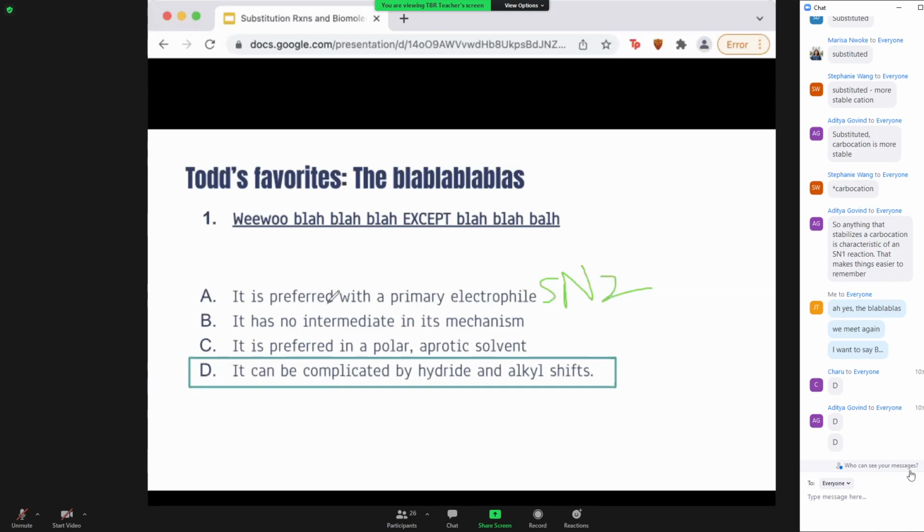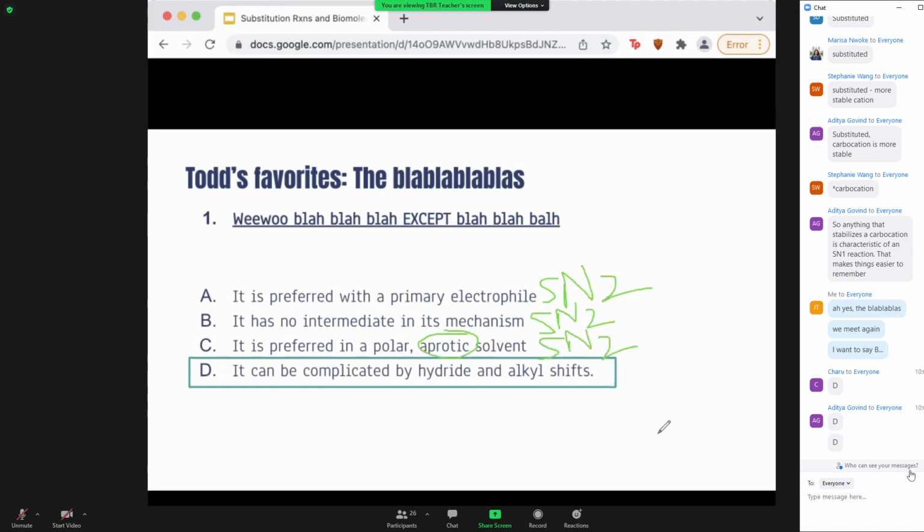And the second one, B, it has no intermediate in its mechanism. As we know, the rate determining step of an SN1 reaction is the formation of that trigonal planar carbocation intermediate. So that is also SN2. And then it is preferred in a polar aprotic solvent. We know this is also SN2 because we don't want the nucleophile to be essentially distracted, caged in, bonding with anything else. We want it to just go straight to that nucleophile and kick that leaving group out.